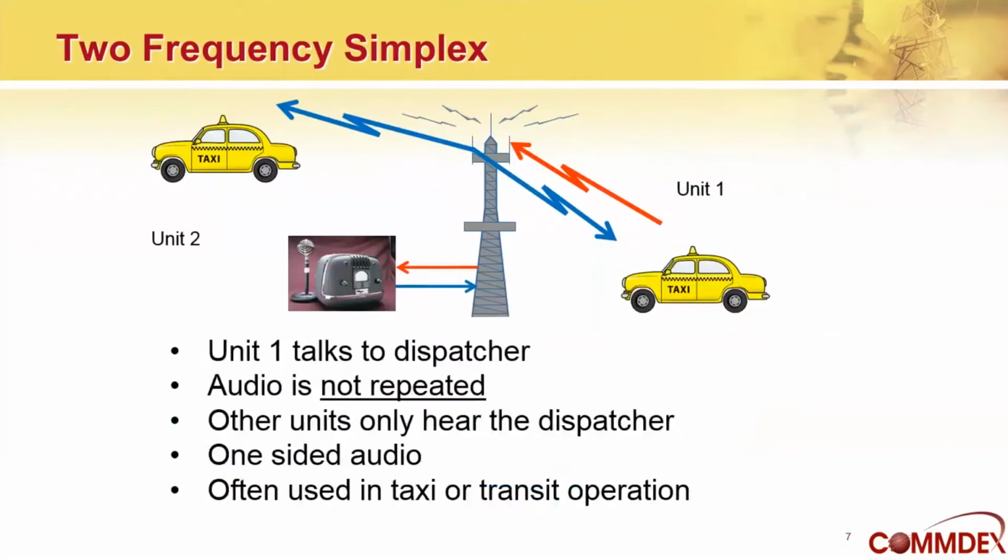There's another variation called two frequency simplex. Here we have one frequency for outbound and one frequency for inbound. And we can do that in a dispatch operation like taxis or buses, where the units can talk to the dispatcher on one frequency and they talk back on another frequency. This is not a repeater, but it's one-sided audio. So the taxis in this instance will only hear the dispatcher and not the other taxis. And that's the way they want it to be, and it works for them.